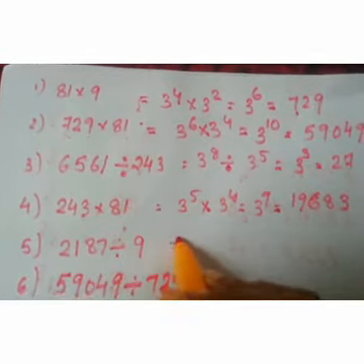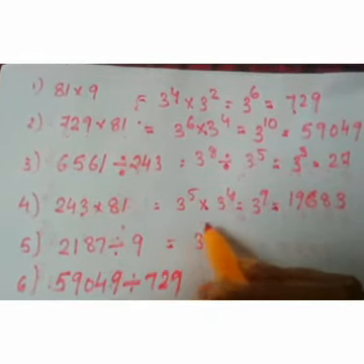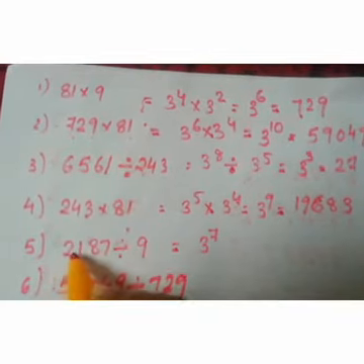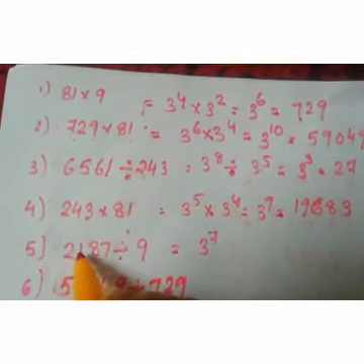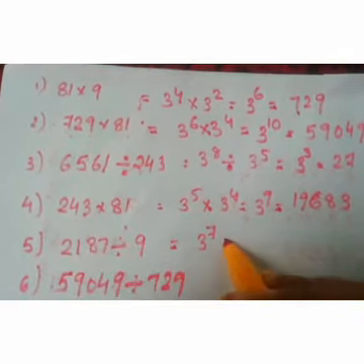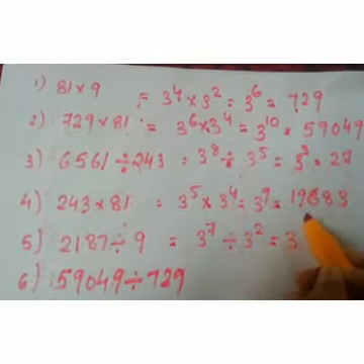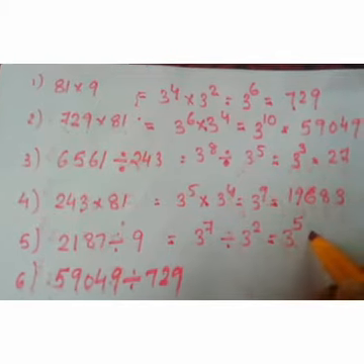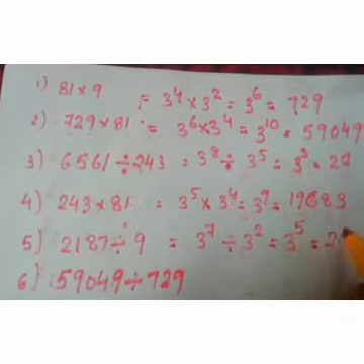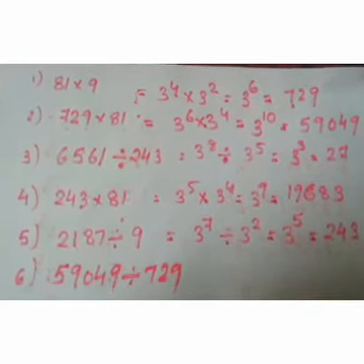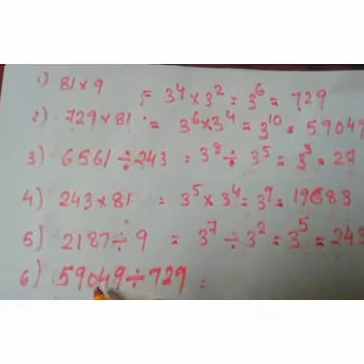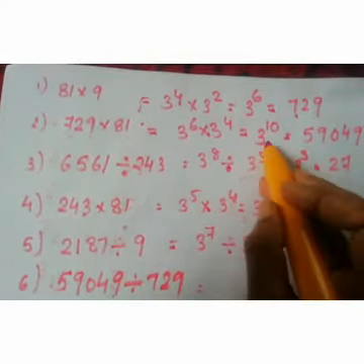Next, 2,187 divided by 9. 3 raised to 7 is 2,187, divided by 9, which is 3 raised to 2. We get 3 raised to 5, which is equal to 243.